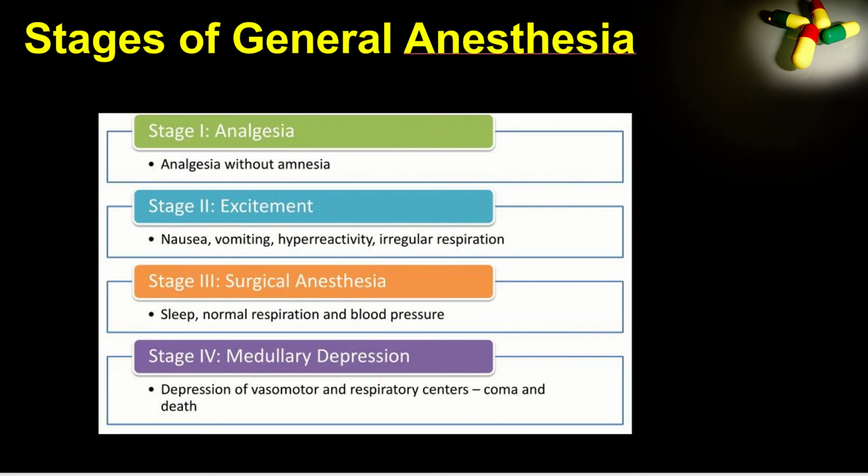So what are the stages of anesthesia? Well, the first stage is analgesia, and that is analgesia without amnesia. The second stage is excitement, and that can be accompanied by nausea, vomiting, etc. Stage 3 is surgical anesthesia, so that is sleep, normal respiration, and blood pressure. And stage 4 is medullary depression, and that can lead to coma and death.